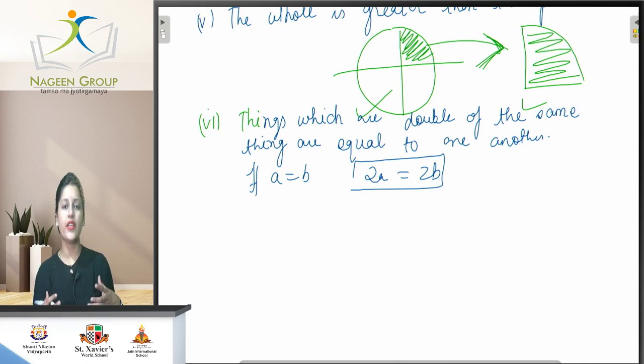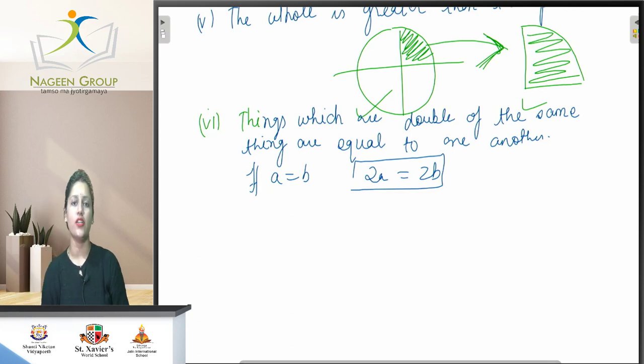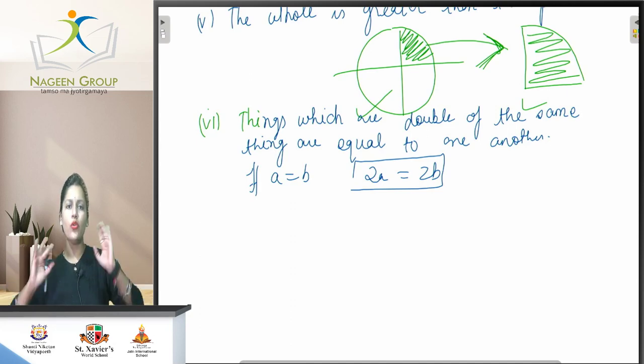When I practice some questions, you will easily understand what these axioms actually mean. These only say that if both things are equal and we double both of them, then they are also equal.